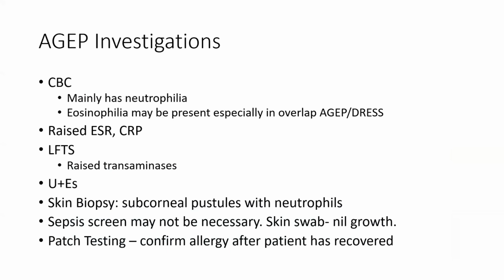So with AGEP, we usually investigate with a complete blood count. And as I said before, you mainly have neutrophilia. Eosinophilia may be present, especially in overlap AGEP-DRESS. You can have raised ESR, CRP, raised transaminases, and skin biopsies can show the subcorneal pustules or neutrophils. A sepsis screen may not be necessary, as I said, the skin swab shows no growth, and patch testing can be done after the person has resolution of symptoms to confirm the allergy.